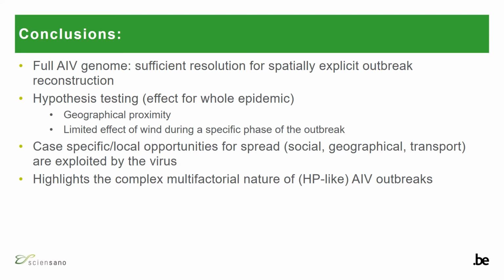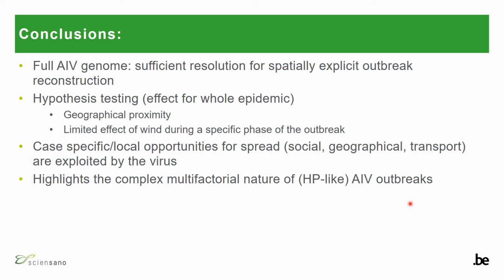So in conclusion, we can say that these full influenza genomes provide a good resolution to do spatially explicit outbreak reconstruction. And that with this spatially explicit outbreak reconstruction, we have an independent dispersal model that allows us to test epidemiological hypotheses. And for this specific epidemic, we could see that for the whole of the epidemic, geographical proximity was the main predictor of dispersal. And that during a specific phase of the outbreak, there was a limited effect of wind on the dispersal.